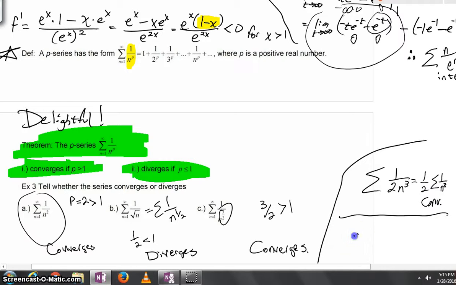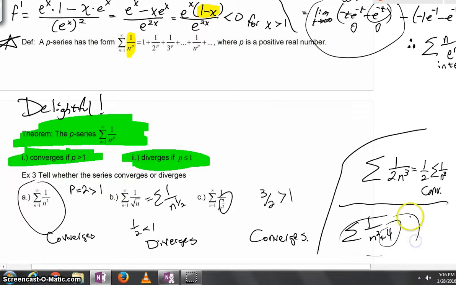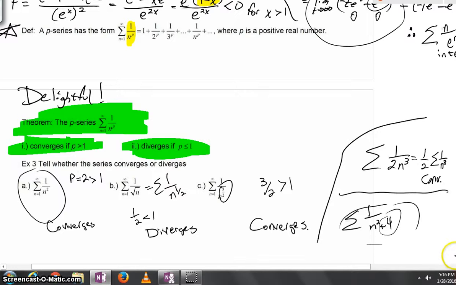Please be very careful. I think you're going to see a problem like this on your homework. You might have something like 1 over n squared plus 4. Students very often want to call that a p series. It is not. If you have an addition or a subtraction of a term next to n raised to a power, you cannot call that a p series. Instead, when you get to this problem on your homework, think about using the integral test, and I hope you're recognizing a form of inverse tangent.